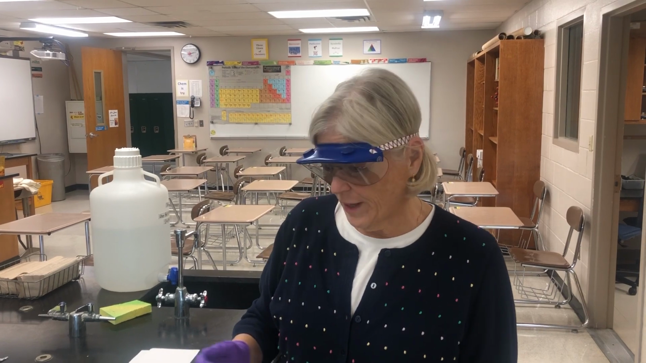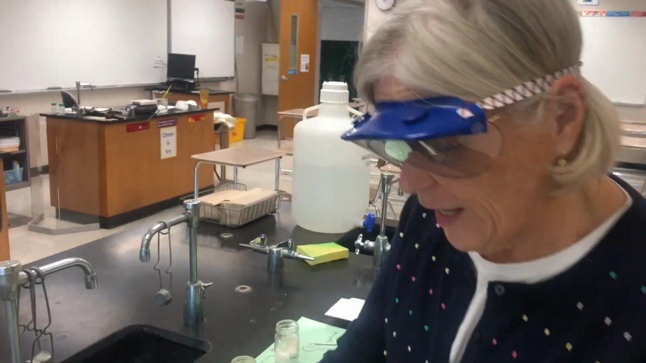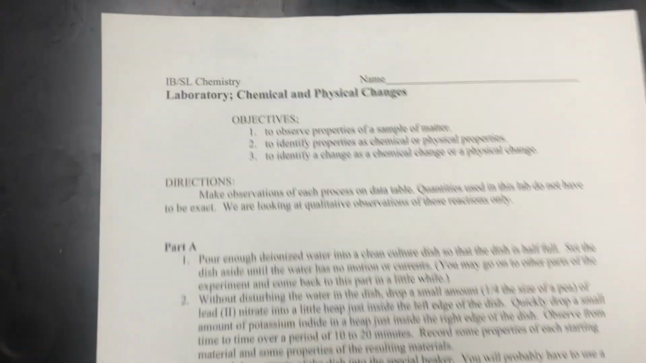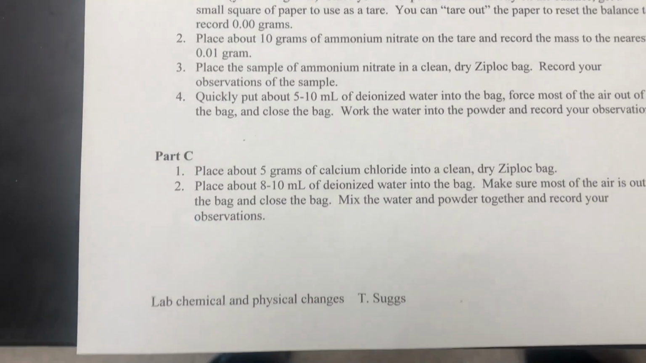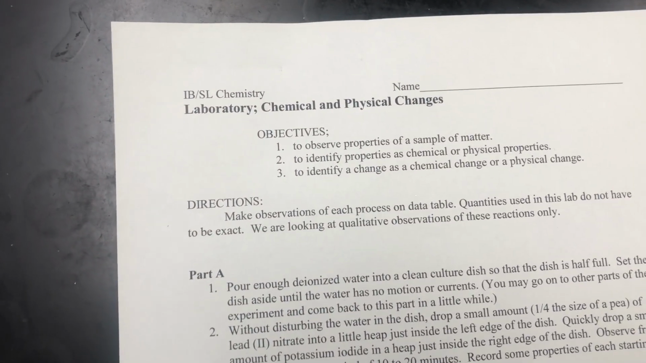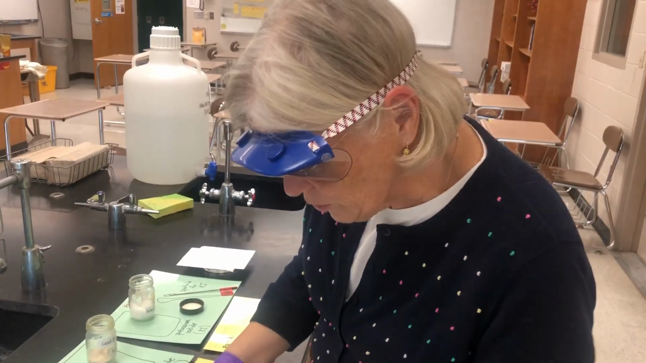Hello, I'm going to be showing you all of the processes that will be taking place in the laboratory called Chemical and Physical Changes. Here you all have the gray lab sheet. You can see that there are parts A, B, C, D, E, F, G on the back, and I'm going to be going through each one of those steps to show you the observations you would make here in the lab. Here's another grid that goes with this lab.